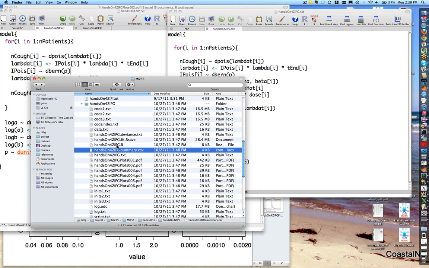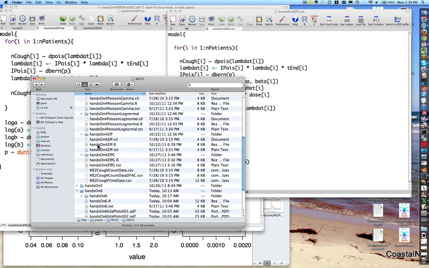Let's see, let's close that. There it is.